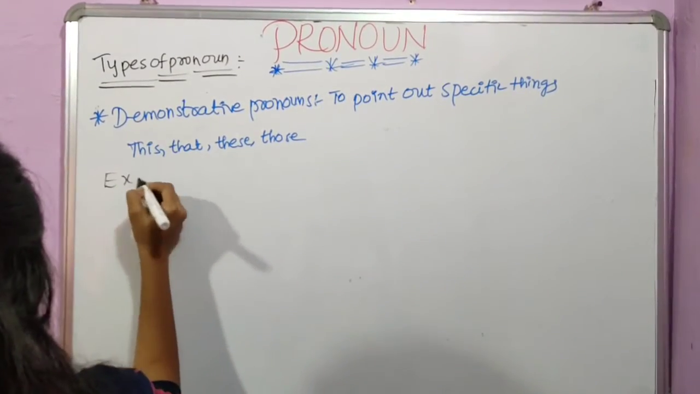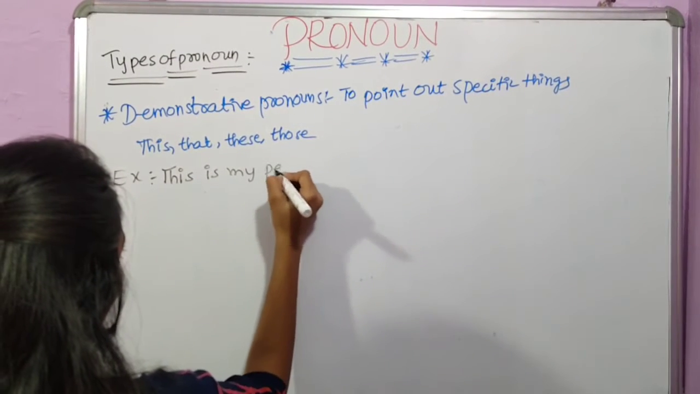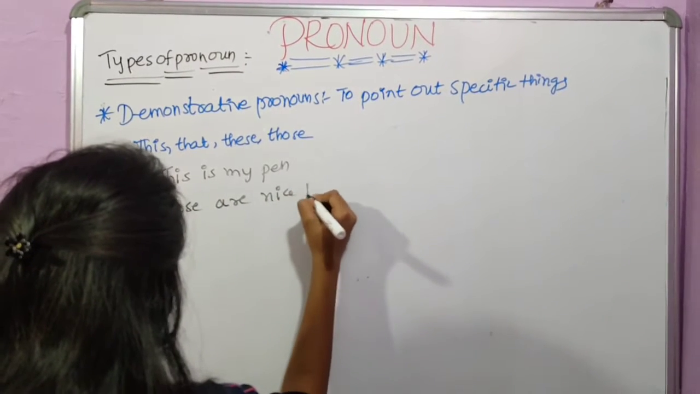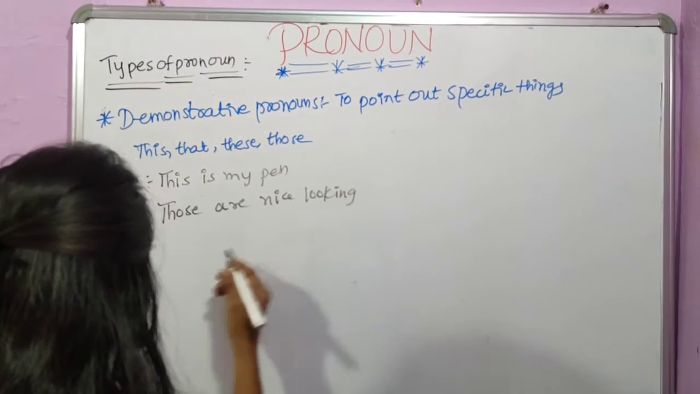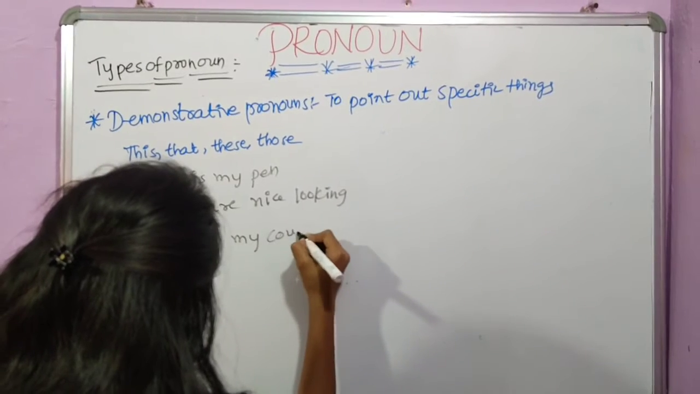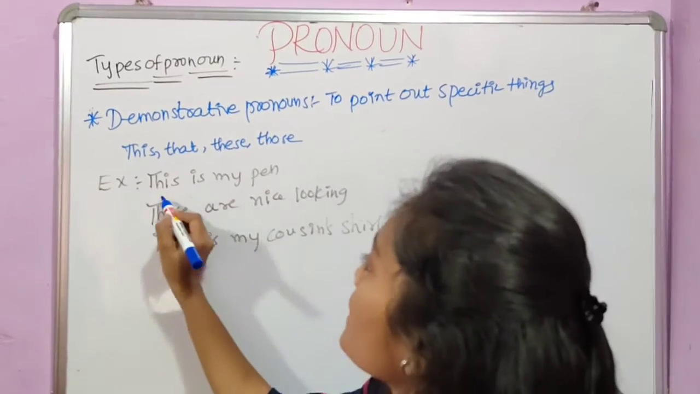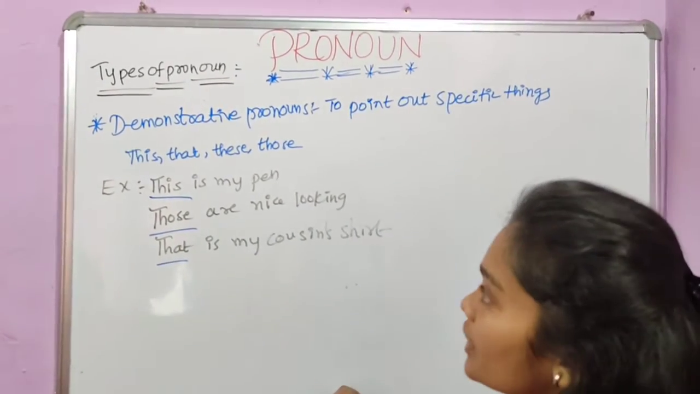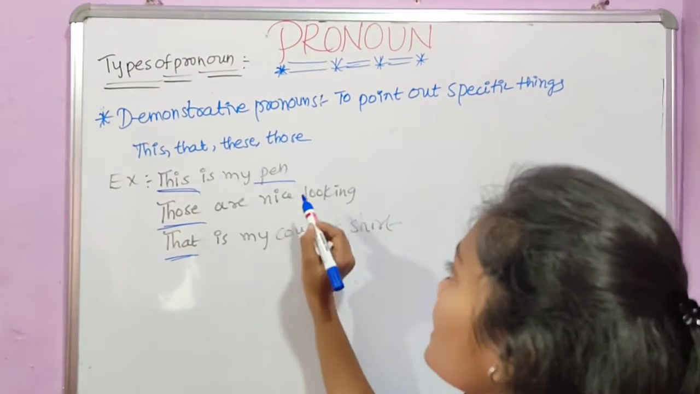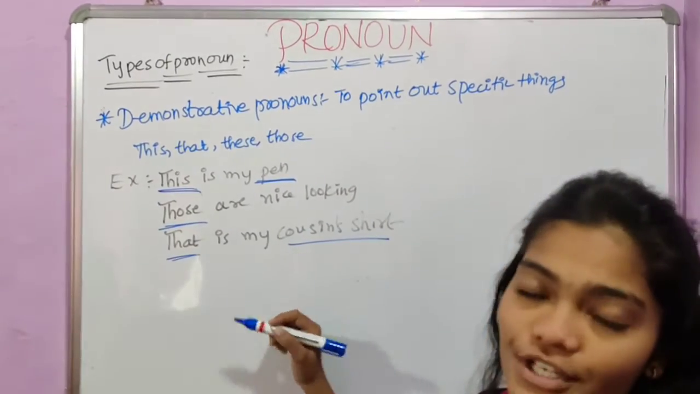For example, this is my pen. Those are nice looking. That is my cousin's shirt. In these examples, this, those, that are the demonstrative pronouns. These words are used to point out things like a pen, a cousin's shirt. So they are called demonstrative pronouns.